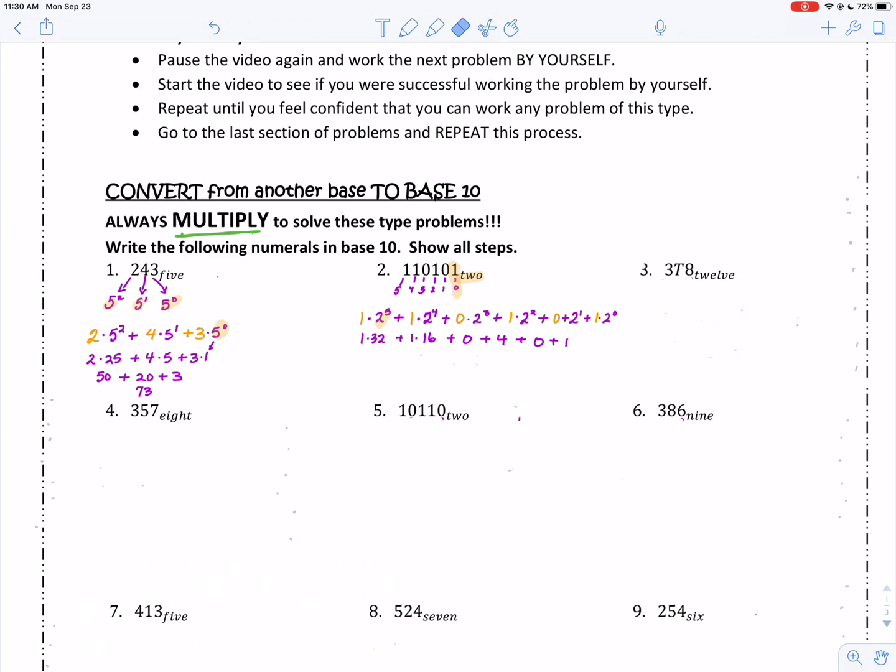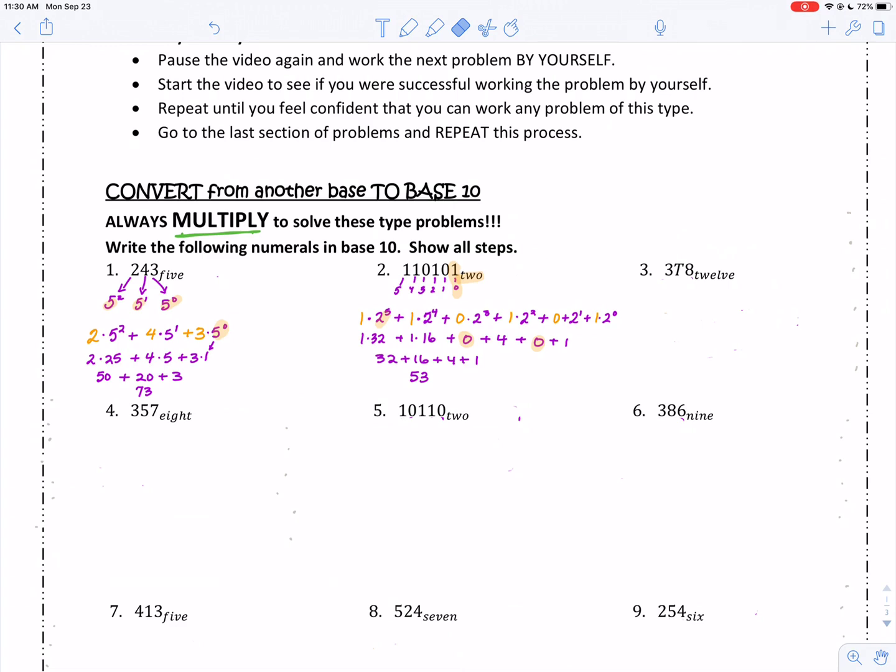Now the 0, you do not have to put the 0 there, but you can. Here and here. You don't have to put it, but you can. And for your students, it's very helpful to do that. And then you continue to simplify until you get 53. Once again, pause and work number 3.